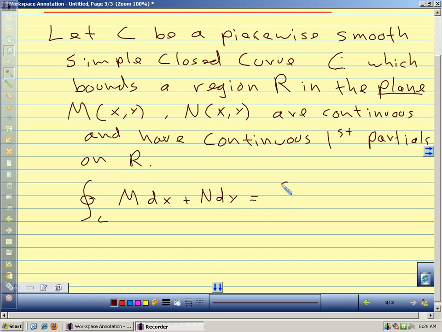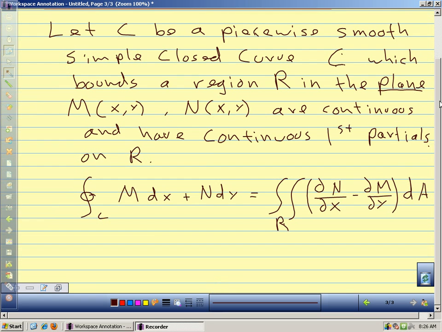equals the double integral over our region of ∂N/∂x minus ∂M/∂y, those are partials, times dA. So this denotes the integral around our closed curve with positive orientation.